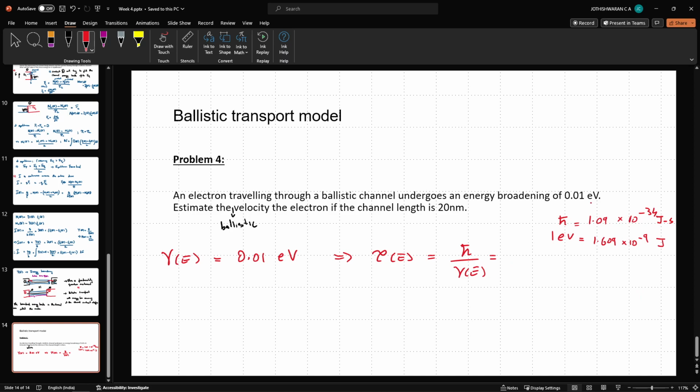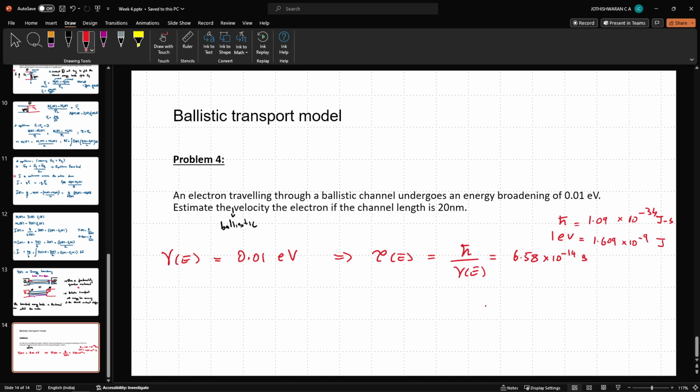Now this is 0.01 electron volts. So that will give us tau of E to be equal to 6.58 into 10 to the power minus 14 seconds. So the amount of time that it is spending in the channel is very, very less. It is just spending 10 to the power minus 14 seconds, which is even less than picoseconds. It is almost at the level of a femtosecond. So this is very small.